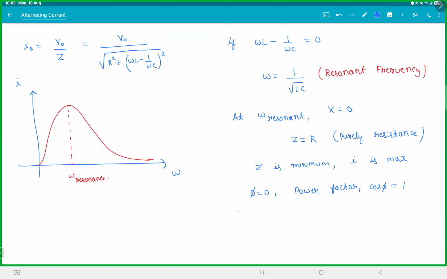At the same time, if you want to draw for Z also, if you draw Z versus omega, it looks like this. You'll get Z minimum here. It will kind of be the inverse of the current graph. Clear? That means there is one particular frequency where you get maximum current. This is another important concept: resonant frequency.